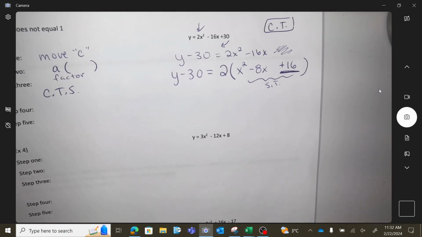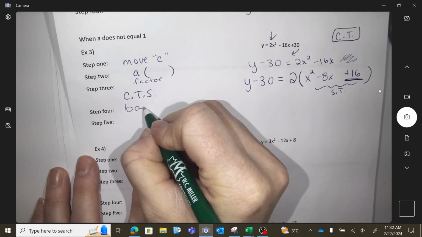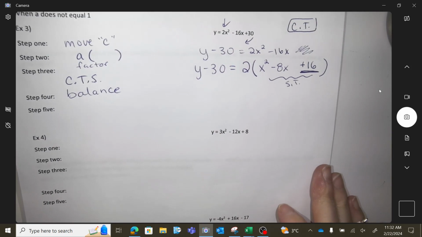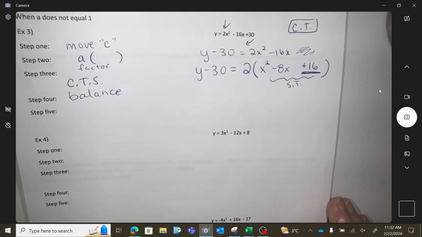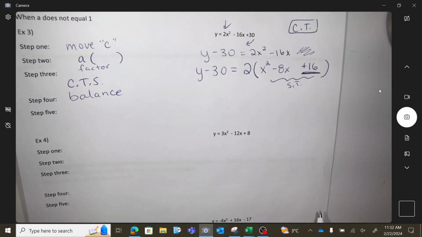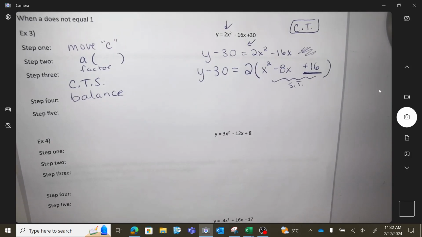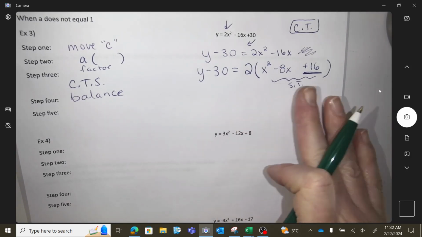Step 4, same old, balance it back out because you did something that wasn't there. Do you see that in math? That was not there at all. So if you throw something on that wasn't there, you got to change the other side. Okay, you're not going to add 16 to the other side. That does not balance it out. Does anybody know what to put to the other side that would change it to the same? How much did that change it by?